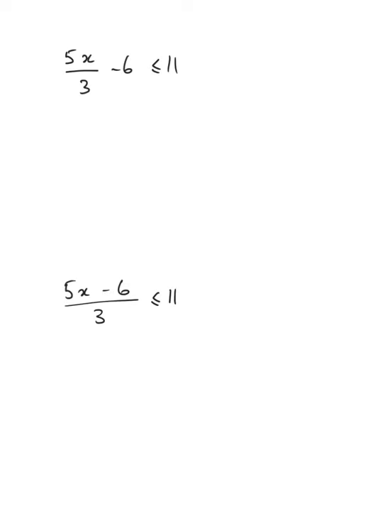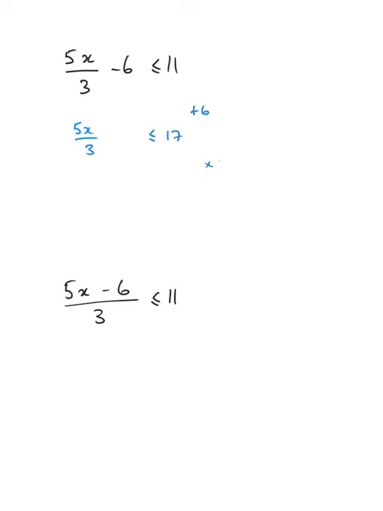We're going to look for something that affects the whole left-hand side. And if there's not anything that affects the whole left-hand side, we'll think about backwards BIDMAS. So 5x over 3 minus 6 is less than 11. That divided by is not affecting everything. The first thing I'll do is add 6 to get 5x over 3 is less than or equal to 17.